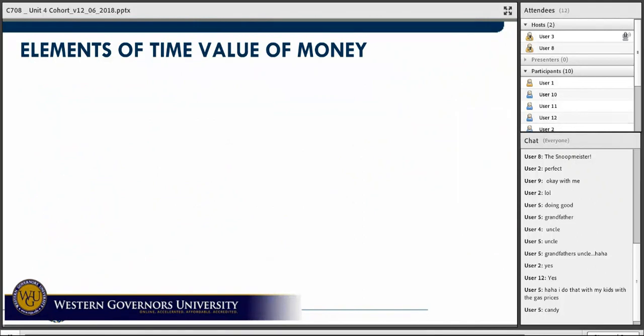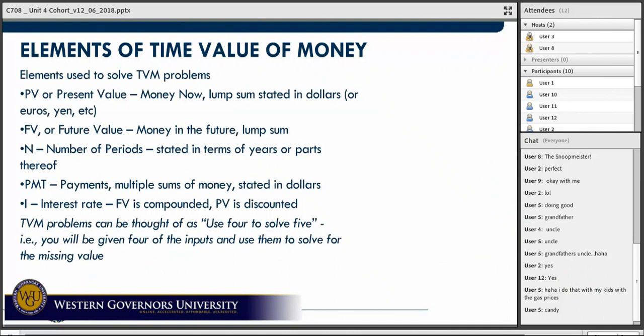Now, there are specific elements in every time value of money calculation. So we've got PV, or present value, which is money we have now. It's a lump sum, and it's stated in dollars, euros, yen, whatever currency you like. Future value is money in the future, again lump sum, again dollars, euros, yen. N is the number of periods. That's going to be stated in terms of years or parts of year. We can do monthly, we can do quarterly, we can do weekly, we can do daily. It really doesn't matter. We can apply it as it sees fit.